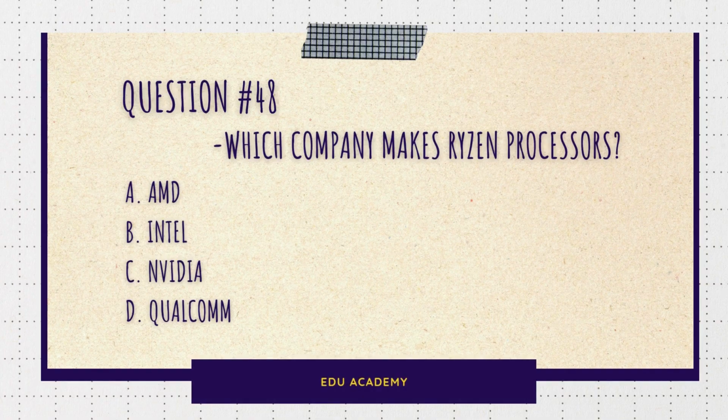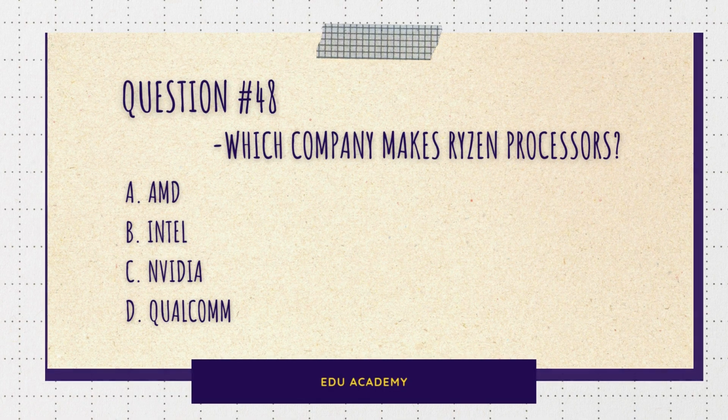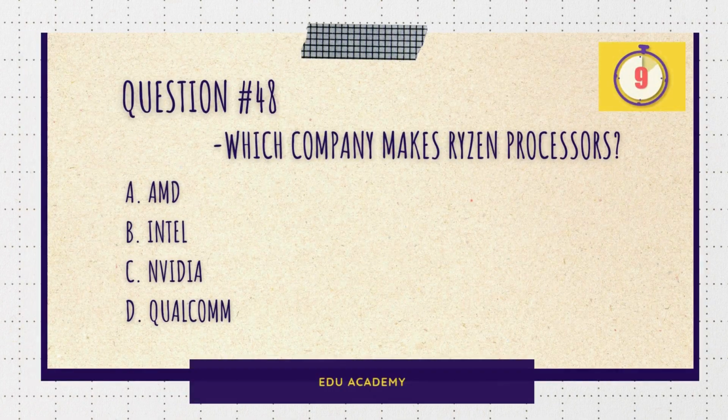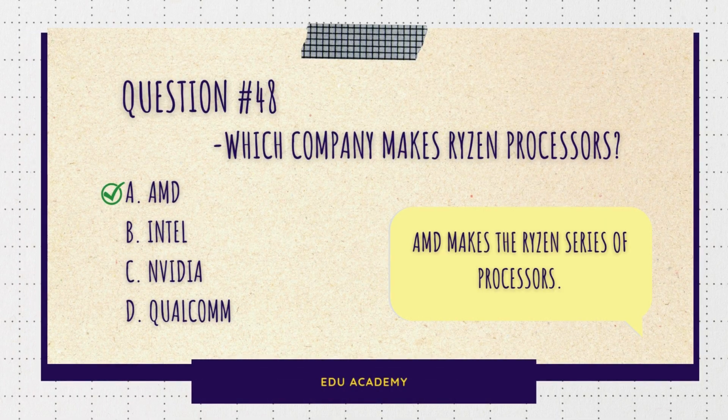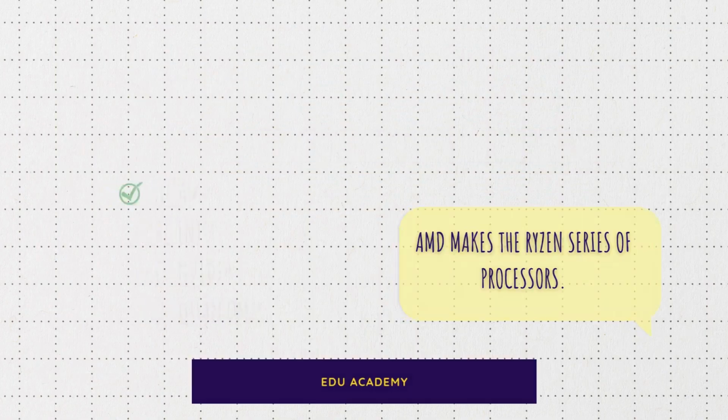Question 48. Which company makes Ryzen processors? A. AMD, B. Intel, C. NVIDIA, D. Qualcomm? You have 10 seconds. Time's up. Answer A. AMD. Ryzen processors are developed by AMD for desktops and laptops.